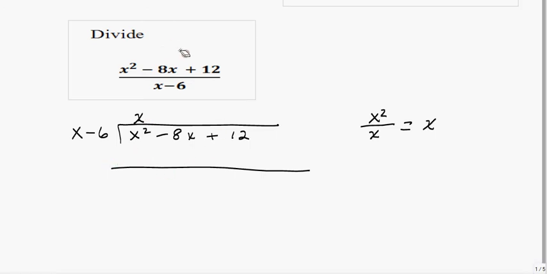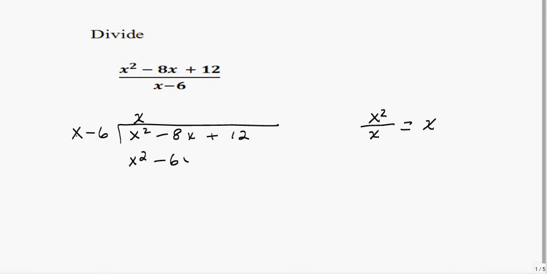Alright, so then we take this x times x minus 6. X times x is x squared. X times a negative 6 is a negative 6x. And then we do a subtraction. We subtract this minus this. And it's in parentheses because we're subtracting the entire binomial. So if I'm subtracting the entire binomial, I got to put it in parentheses.